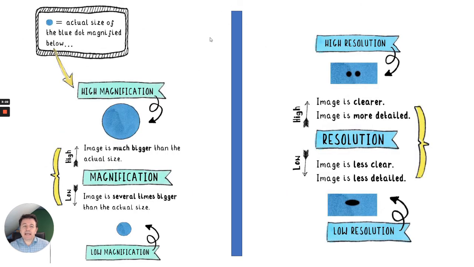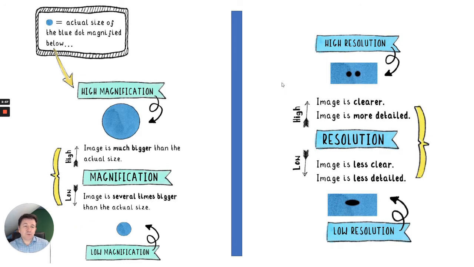So let's have a look at the left hand side. So this is about magnification. So here's an actual size of this blue dot, okay, and you magnify it, and that's called high magnification. So when you magnify things, the image is much bigger than the actual size, okay. Whereas if you have low magnification, the image is still magnified, but it's only several times bigger than the actual size.